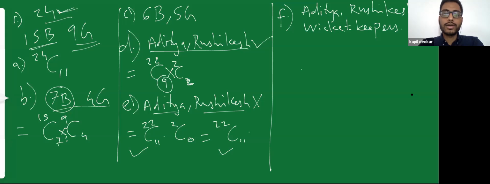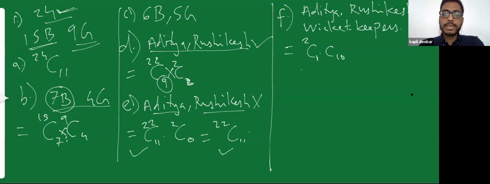So in this case, the question is that out of the 2 wicket keepers, Aditya and Rishikesh, I want to select one, and the rest of the 10 players can be selected in any way that I want. So how can I solve that? I have 2 options, out of which only one should be selected as wicket keeper. So that can be done in 2C1 ways, multiplied with how many other players do I need to select? I will need to select 10 more players, because I want the cricket team to be of 11 players.